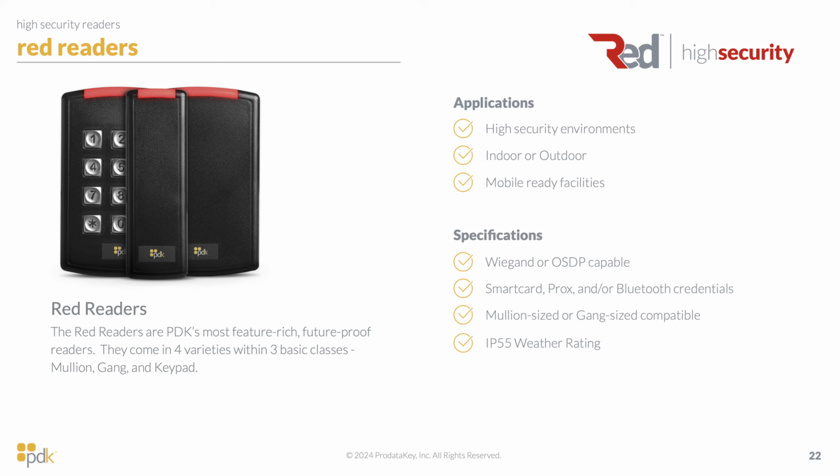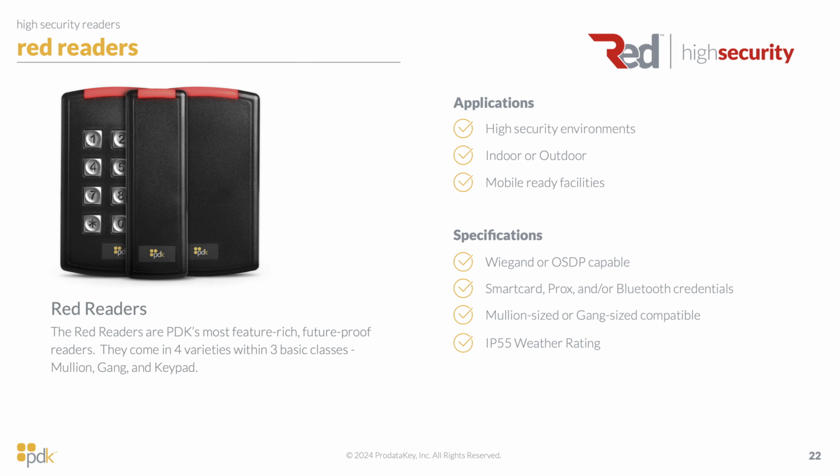I would argue that if you are ever using a red reader, you should always, always, always use OSDP. That is the shining moment for the Red Reader, to utilize all of its high security functionality. And then when we build on either the prox or the Bluetooth or both, they come with the prox and Bluetooth capabilities as well. Now these come in either a mullion size or a gang size.